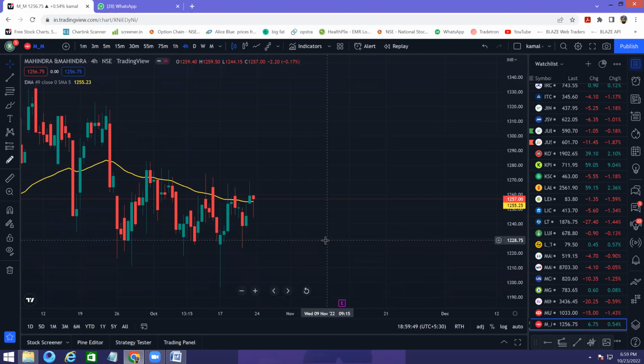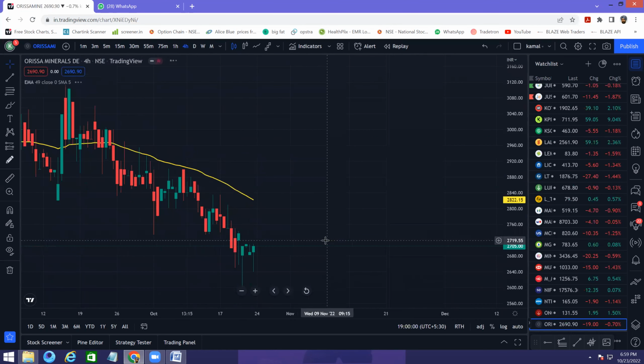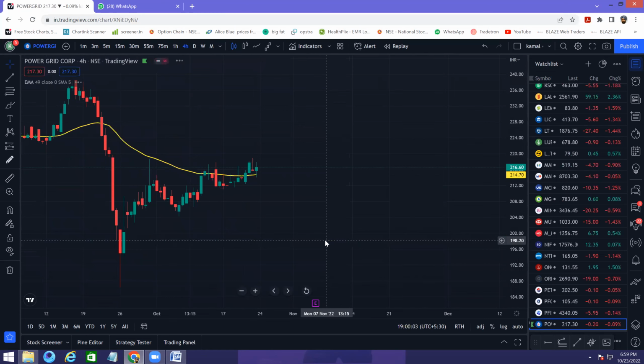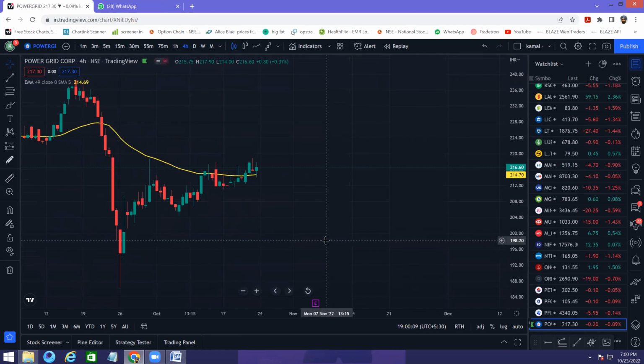Keep an eye on M&M. If it forms a green candle above this red candle, it will be in a buy. Okay, now this Pfizer India. Pfizer India is also in buy. Power Grid, perfect. I personally feel so. This is a stock to watch for tomorrow.